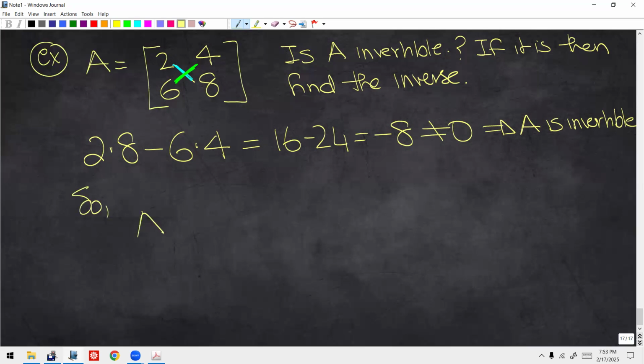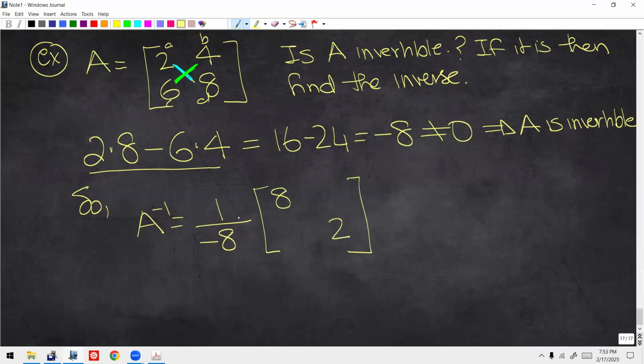Now that we know it's invertible, let's find the inverse of it. So A inverse is going to be 1 over this. Remember, this is like your A, B, C, and D. So you get 1 over AD minus BC, which is negative 8. So you get 1 over negative 8, times, you swap the main diagonal. So this becomes an 8 and a 2, and you multiply the minor diagonal by a negative. Now this is like multiplying a matrix by a scalar. So you multiply everything by that scalar. So I'm going to do that. You always want to clean it up.